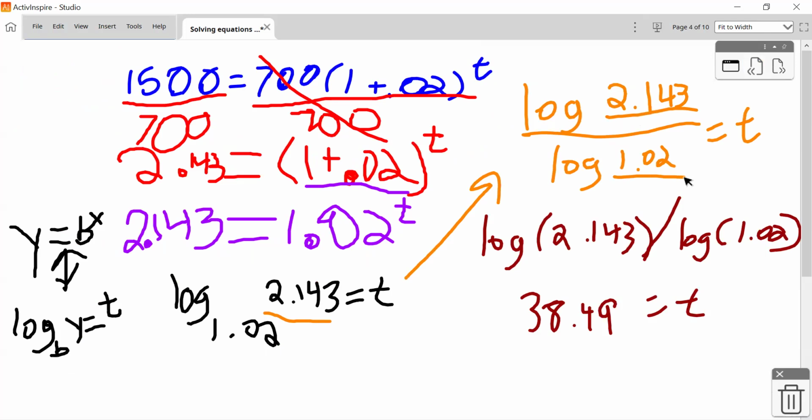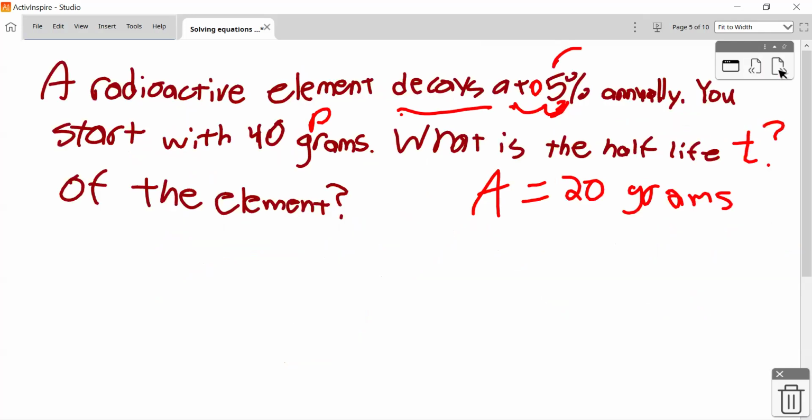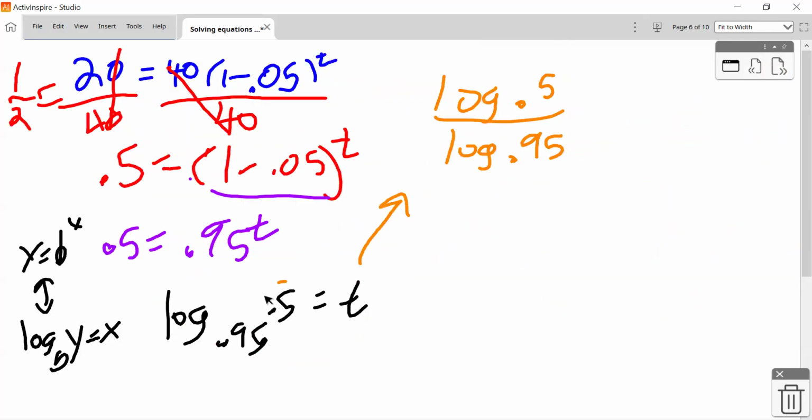But it's not just the bigger goes up top, smaller goes in the bottom. It's where their placement is here. 2.143 is the regular size number. That goes in the numerator. 1.02 is the base. It's supposed to look smaller. I know I didn't really make it look smaller, but that's what goes in the denominator. This problem, 0.5 is the regular size number, so it goes in the numerator. 0.95 is the base, so it goes in the denominator.